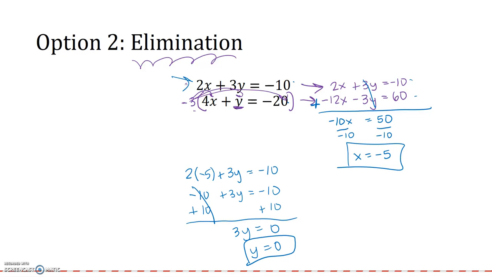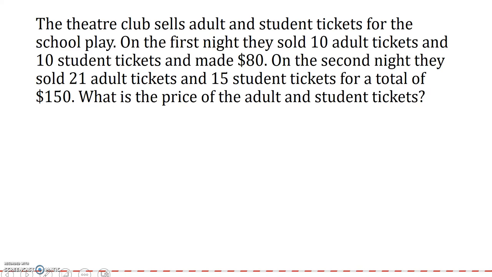Now let's apply our knowledge of systems of equations to a word problem. The theater club sells adult and student tickets for the school play. On the first night, they sold 10 adult tickets and 10 student tickets and made $80. On the second night, they sold 21 adult tickets and 15 student tickets for a total of $150. What is the price of adult and student tickets? We can use substitution or elimination to figure this out, but first we have to set up our equations.